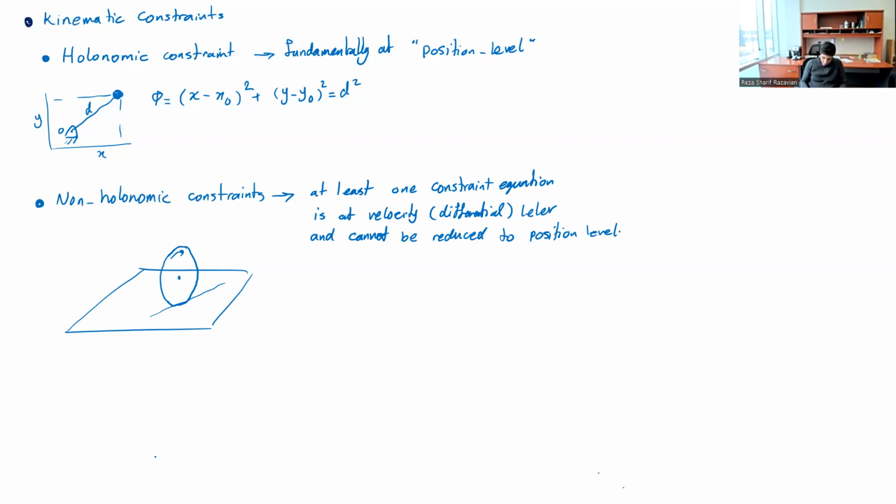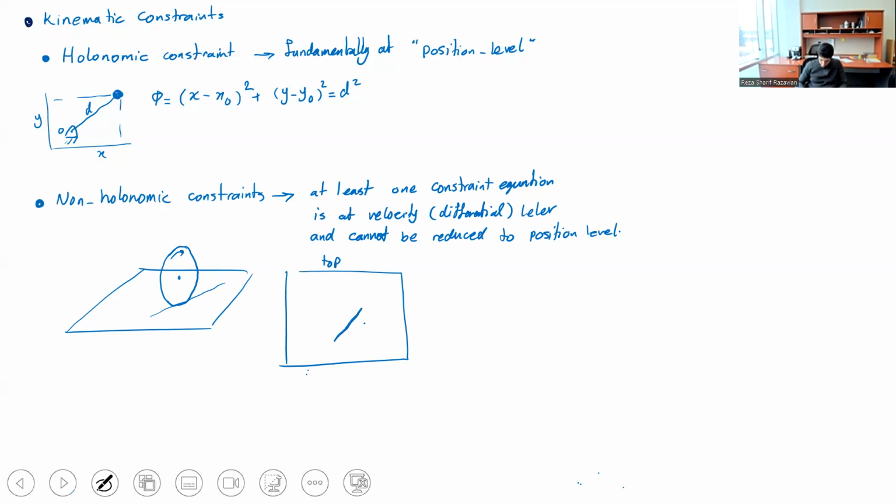So if I look at it from the top, this is the top view. This is my wheel. It's turning. I know its velocity can only be in the direction of the wheel itself, or perpendicular to the axis of the wheel. And that is very fundamental. It cannot be reduced to a position level constraint. It is only active at the velocity level.